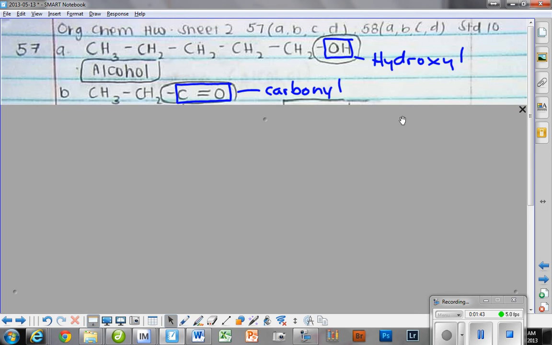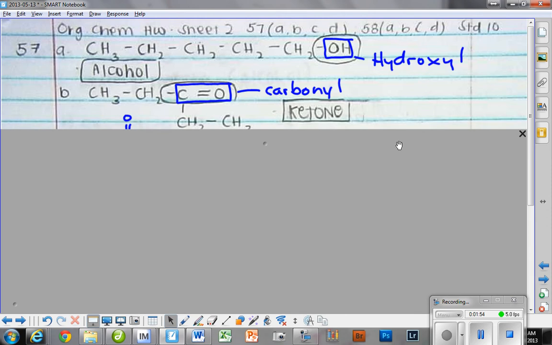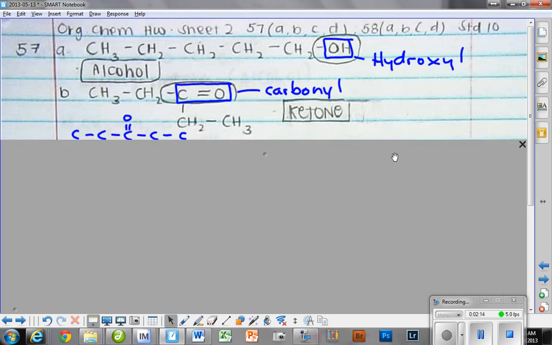Now in this second one, we have what's called a carbonyl group. That carbonyl group indicates either a ketone or an aldehyde. This particular one is a ketone. And the reason it's a ketone is because the carbonyl group is between two carbons. See, this is the carbonyl group, which includes a carbon, and it's between two carbons, which makes it a ketone.